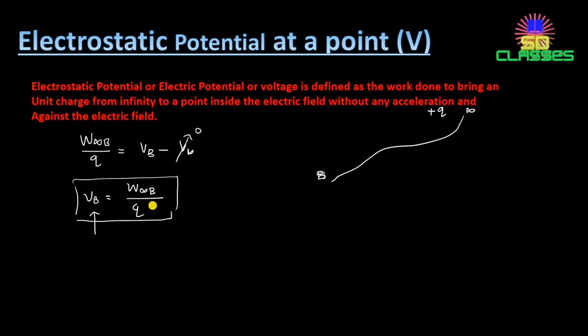So what is electrostatic potential? We can call this electric potential or voltage, defined as the work done to bring a unit charge from infinity to a point inside an electric field without any acceleration. That means we bring the plus Q charge from infinity to the point B without acceleration, that means with uniform speed and against the electric field. Okay, we are bringing it against the electric field.